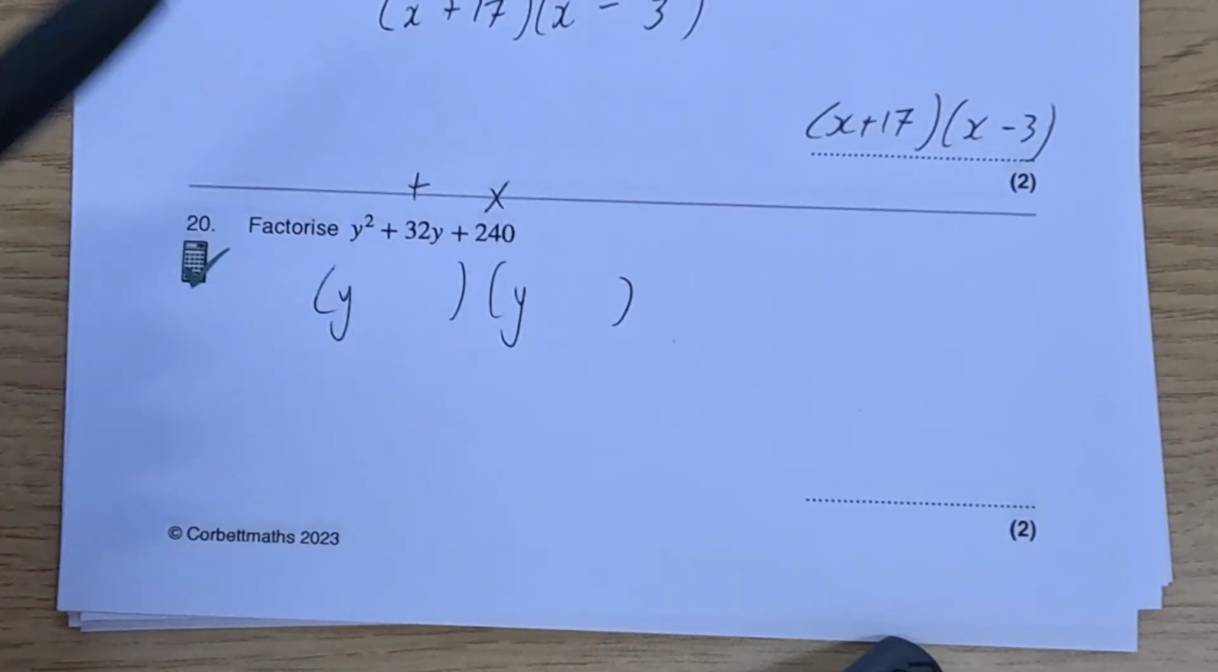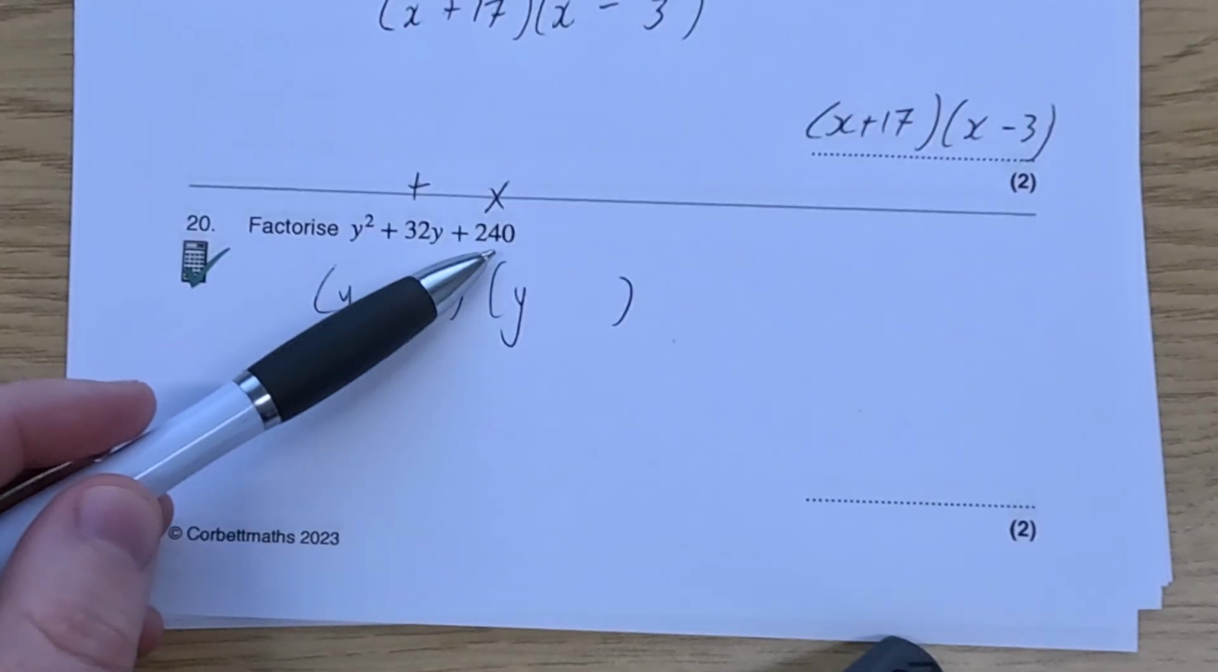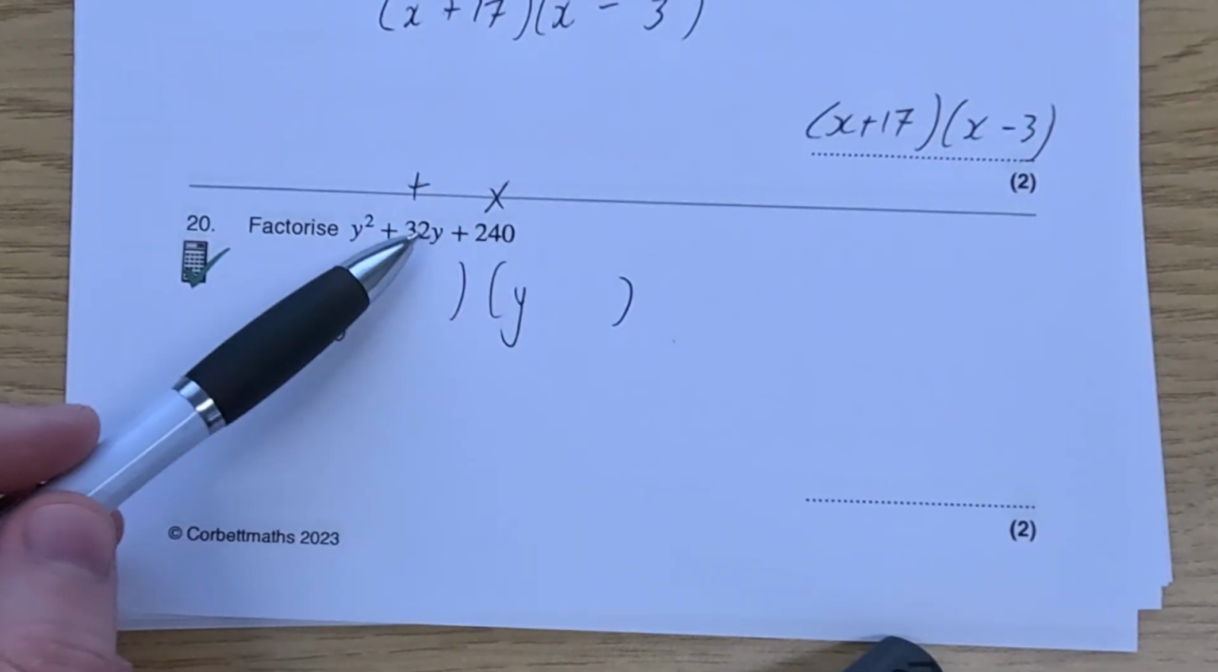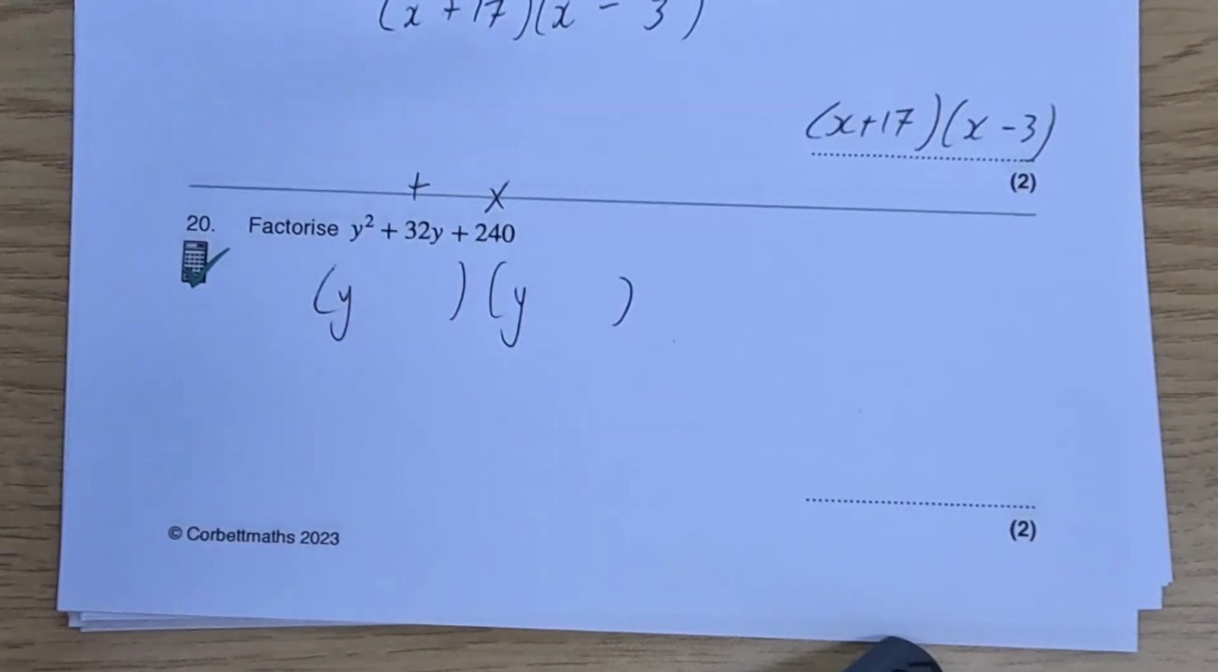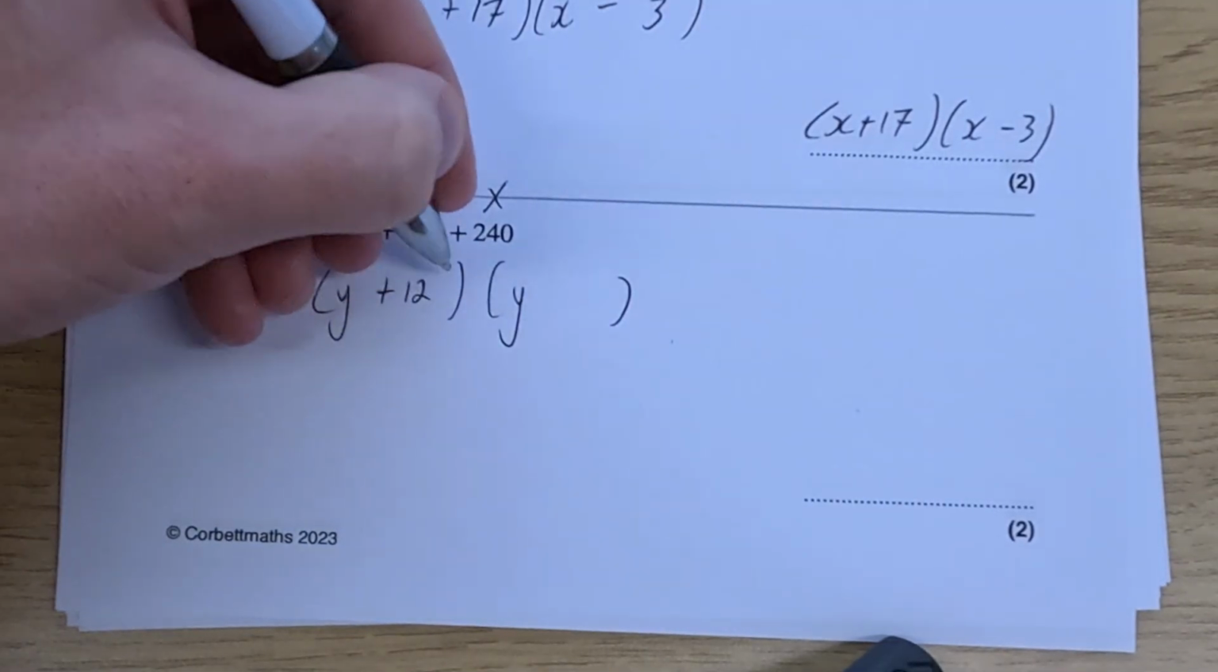Then I might consider something such as 12 and 20, because 12 times 20 is 240, and 12 plus 20 is equal to 32. So that's it, so it's going to be plus 12 and plus 20.